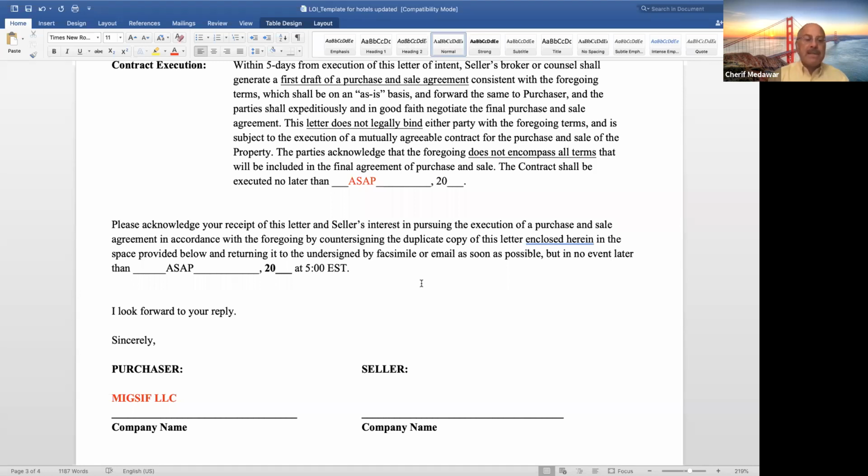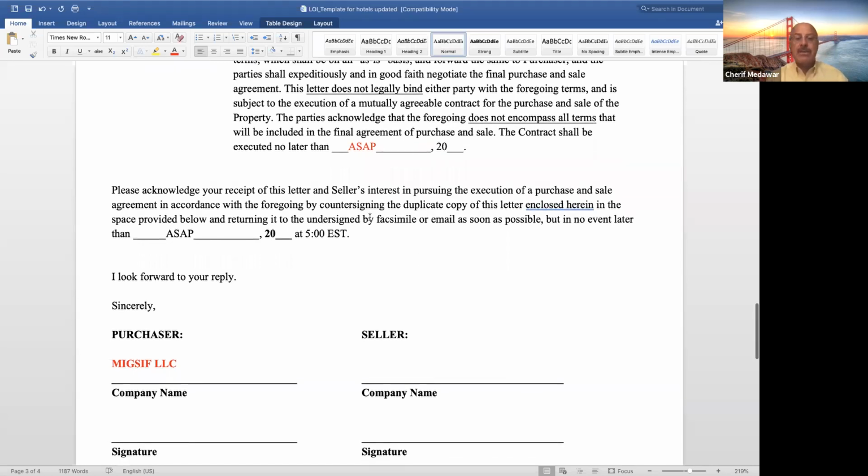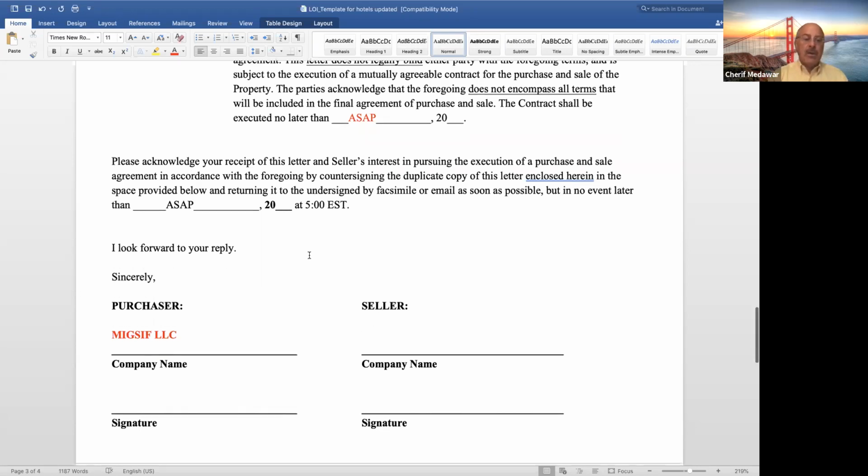Please acknowledge your receipt of this letter and seller's interest in pursuing the execution of a purchase and sale agreement in accordance with the foregoing by countersigning the duplicate copy of this letter enclosed herein in the space provided below and returning it to the undersigned by fax or email as soon as possible, but in no event later than X date, 5 p.m. Eastern Standard Time, 4 p.m. Pacific Standard Time, etc. I look forward to your reply.